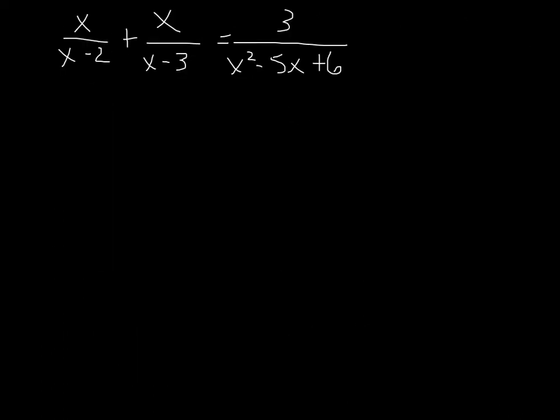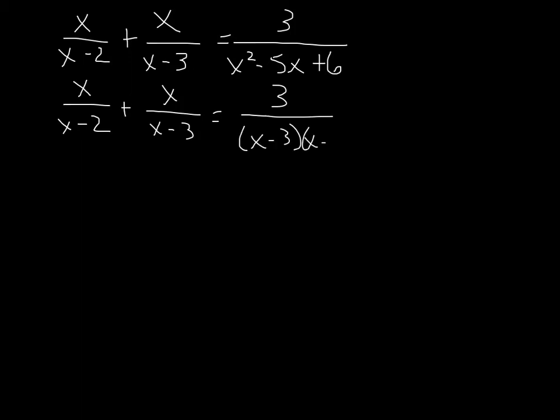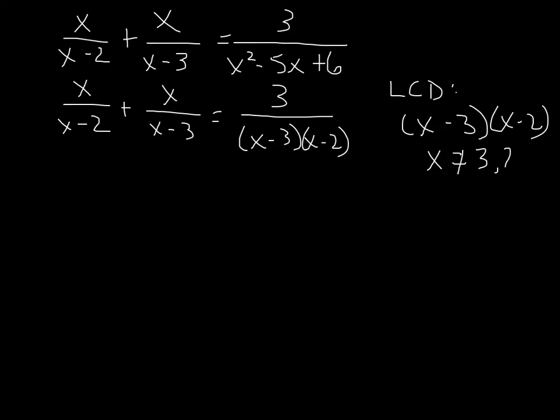Here's another one we're going to solve. So first step is factor out the denominators completely. Anything that's already completely factored, we're just rewriting. My least common denominator would be x minus 3 times x minus 2. So in the end, x cannot equal 3 or 2. So we've got to check for that as we go.